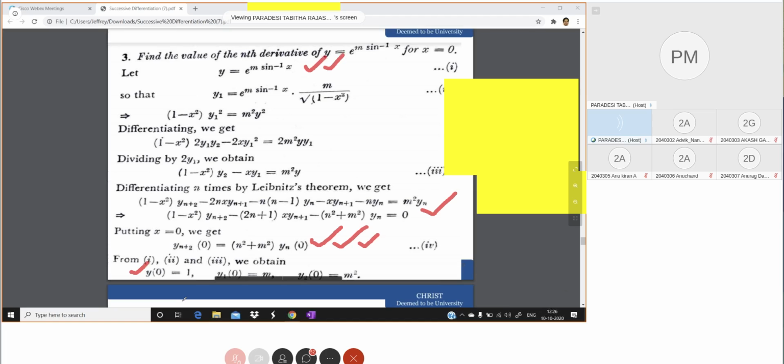Clear? Y of 0, is it 1? Any repeat for y of 0? We examined y, and wherever x is there we put a 0, and then commented that y of 0 is 1. Next, come to the second equation. Wherever x is there, put a 0 and give me the answer for y1 of 0. Is it m? So this equation is also confirmed by you. Y of 0 is 1, y1 of 0 is m. Any repeat?